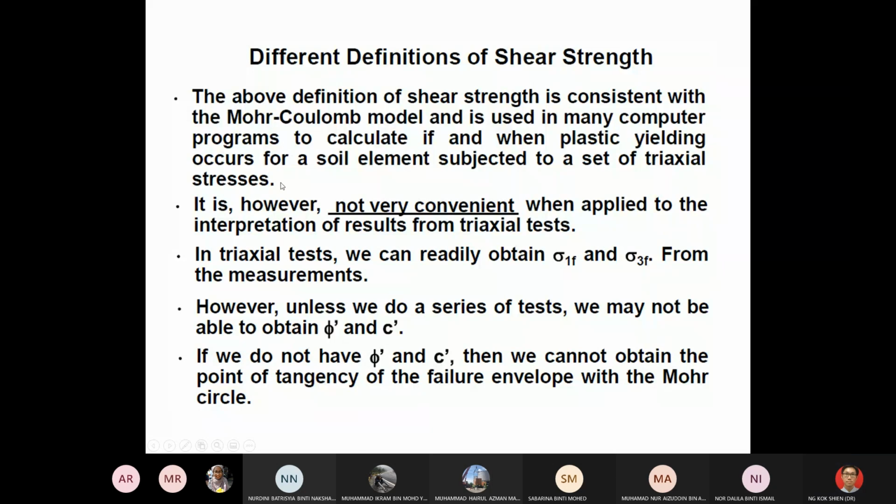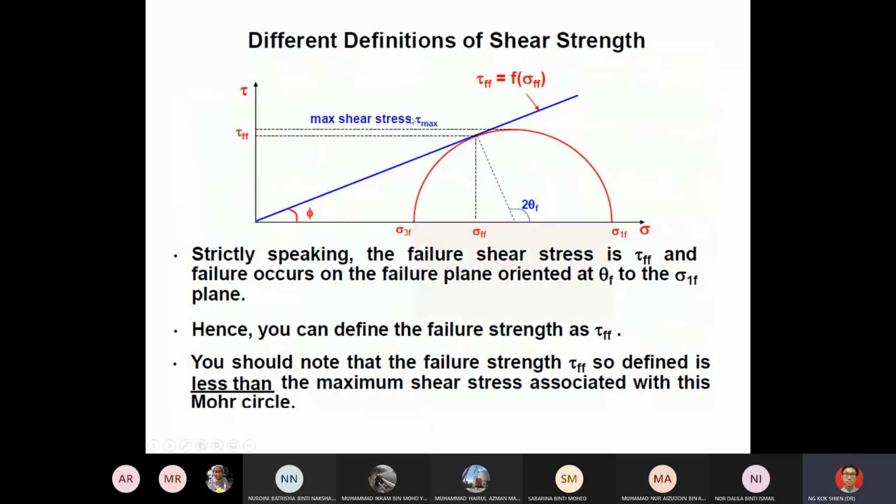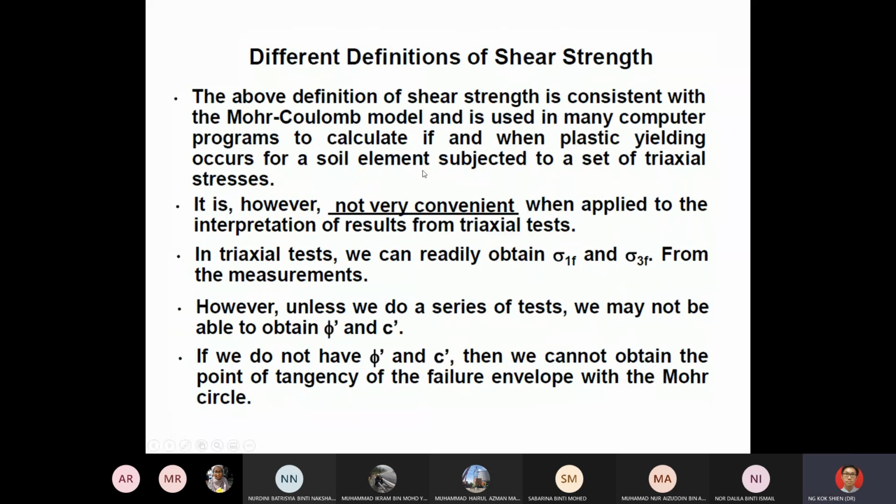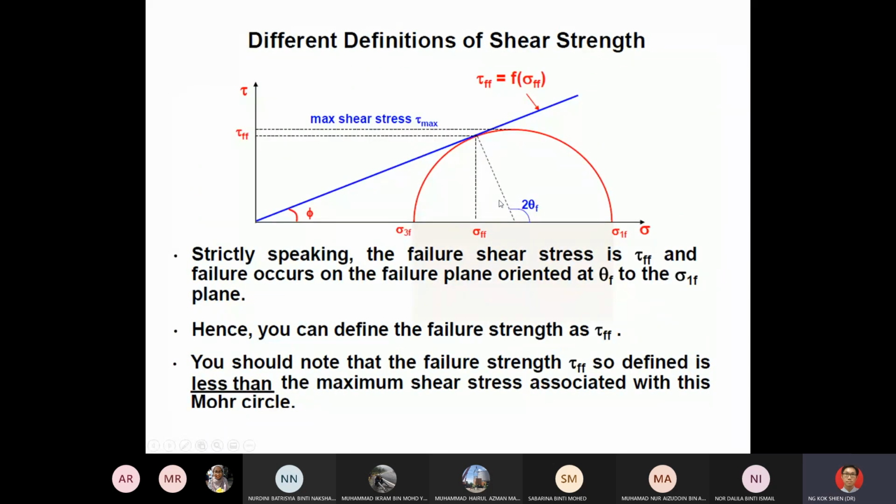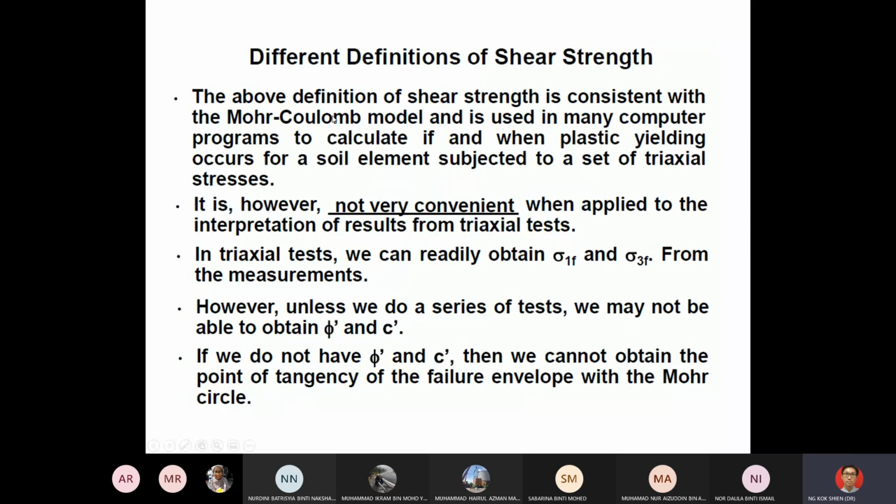Another important note is that the above definition of shear strength is consistent with the Mohr-Coulomb model, as used in many computer programs to calculate if and when plastic yielding occurs for a soil element subjected to a set of triaxial stresses. Normally we will use this Mohr circle type of failure diagram in the Mohr-Coulomb model. We will talk about the Mohr-Coulomb model later on, at the end of this chapter.